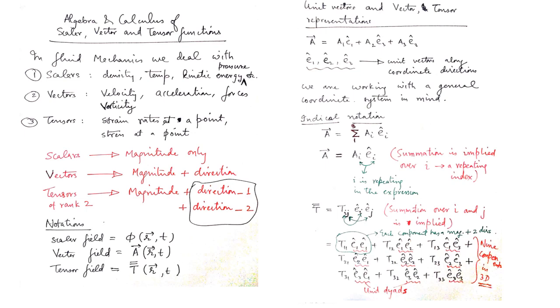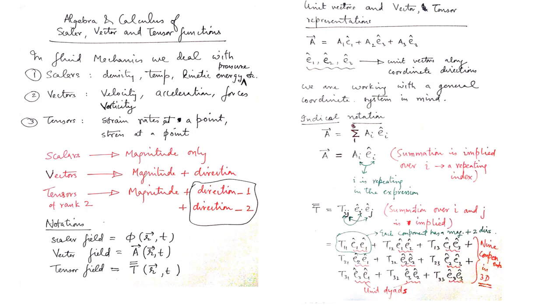In any indicial notation, you may have a repeating index, you may not have a repeating index. If the index is repeating, then you have to sum over that index. That is the meaning when I say summation is implied. So that means any vector a is actually written, without any summation sign, as a_i e_i. That's the idea. Then coming to tensor representation.